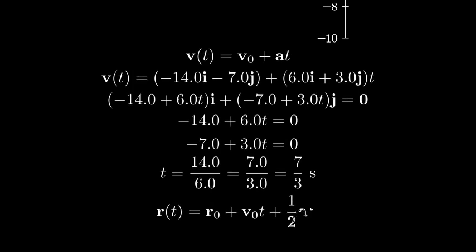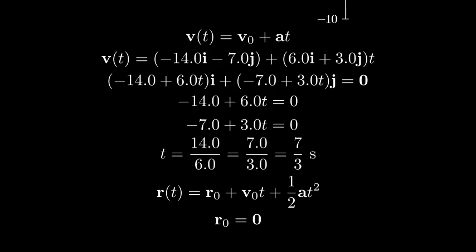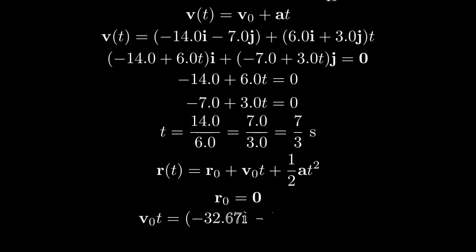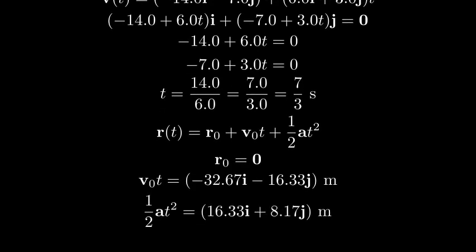Position equals initial position plus initial velocity times time plus 1/2 acceleration times time squared. Let's plug in our values. The initial position is 0, since we start at the origin. The initial velocity term gives us this vector, and the acceleration term gives us this vector.